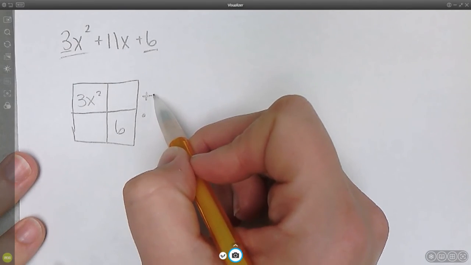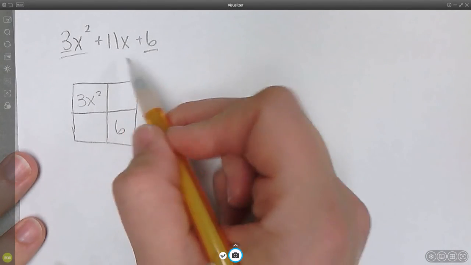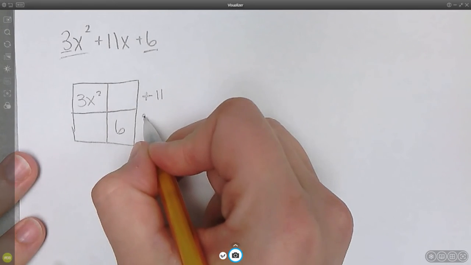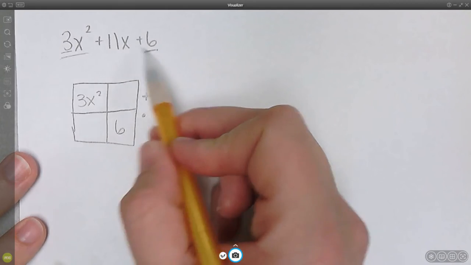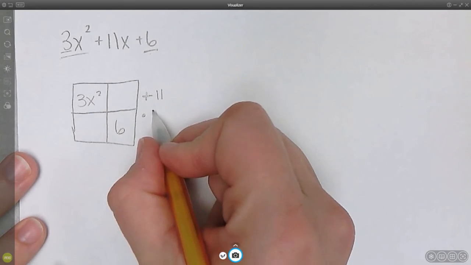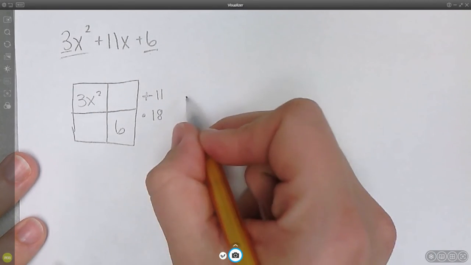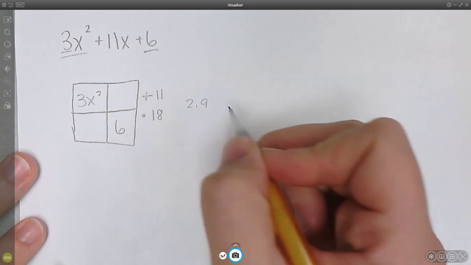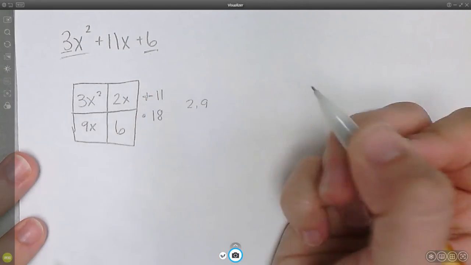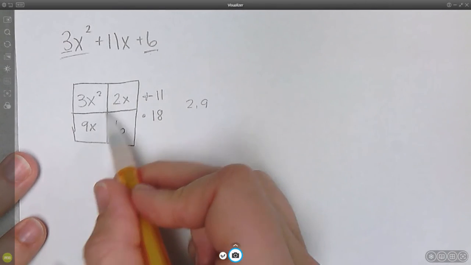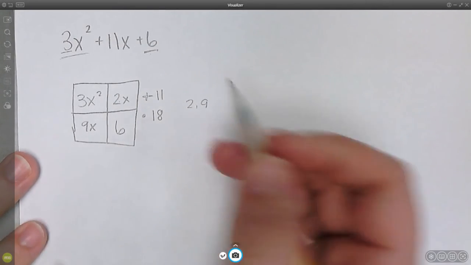I need two numbers that are going to add to this middle term, which is 11. And then here's where it's different. I need two numbers that multiply, not just a 6, but 3 times 6, so 18. So that'll be 2 and 9. So 2x, 9x. Again, it doesn't matter if you put the 2x here or here. You get the same result either way.